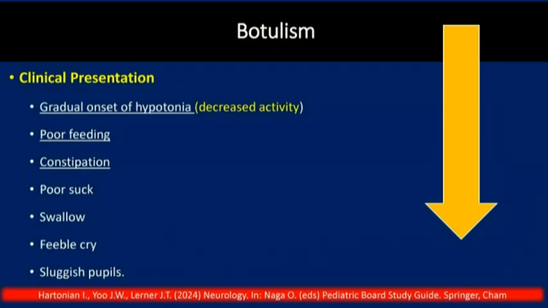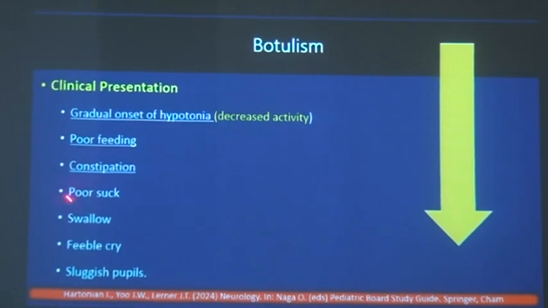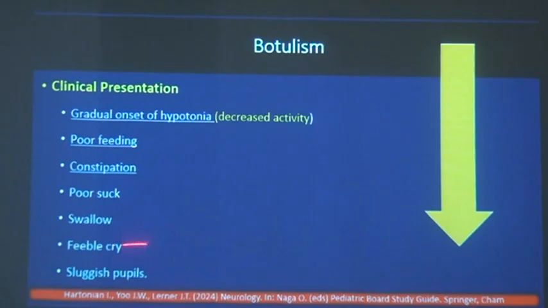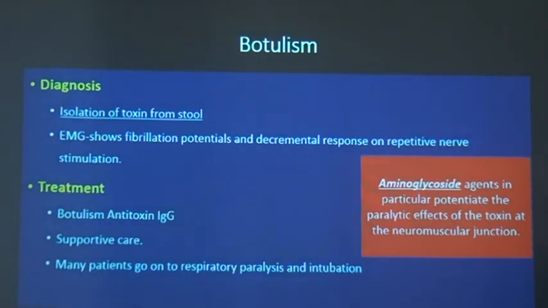If the child's muscle tone is reduced, or if it's not clear, you can ask the mom to come back, or to go to the hospital right away if the child starts to become weak. If you have poor suck, poor swallow, weak cry, or sluggish pupils, you have to examine very well. So how to make the diagnosis? Isolation of toxin from the stool. You can do EMG if it's available, and the treatment is botulism antitoxin IgG.